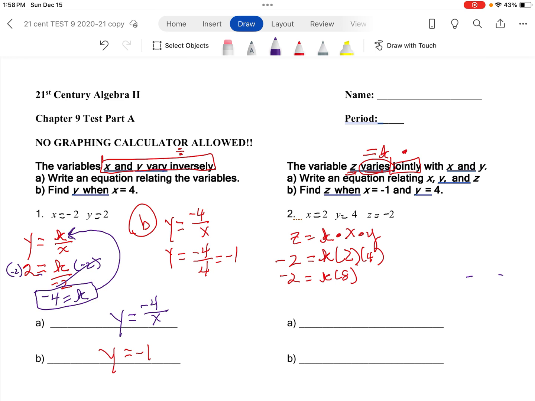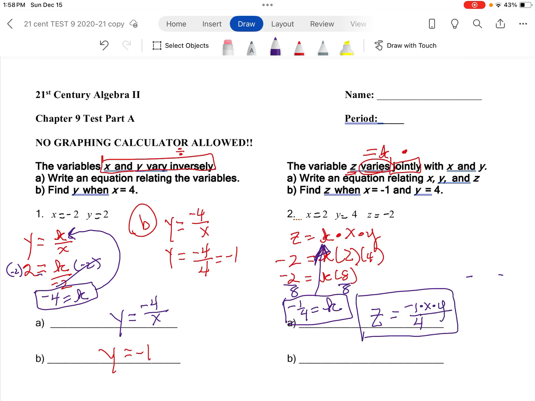I'm going to have to divide by 8, and I get -1/4 equals k. Again, I take that k value and sub it into the first equation. So z equals -1/4 times x times y. So I had to make sure to put those in the numerator. Then to do b, I use that equation. Z equals -1/4 times x times y.